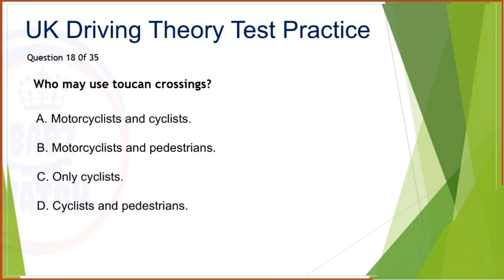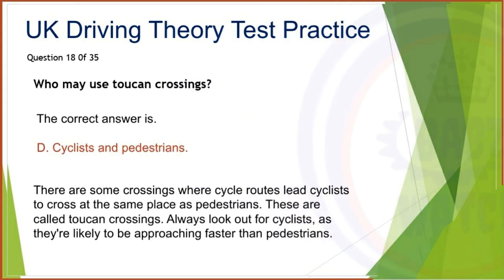Who may use Pelican Crossings? A. Motorcyclists and cyclists. B. Motorcyclists and pedestrians. C. Only cyclists. D. Cyclists and pedestrians. The correct answer is D.